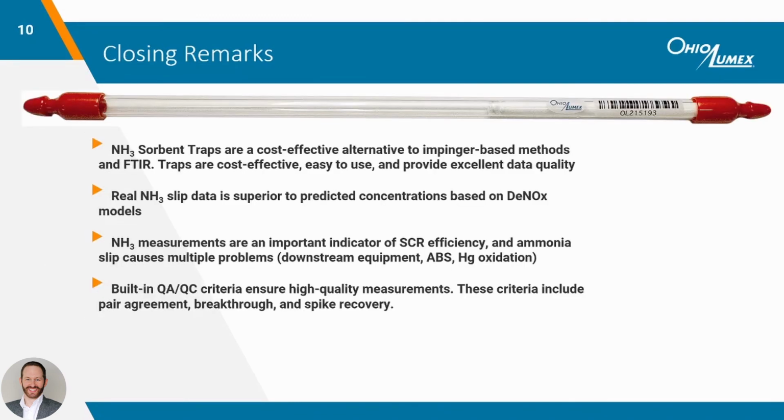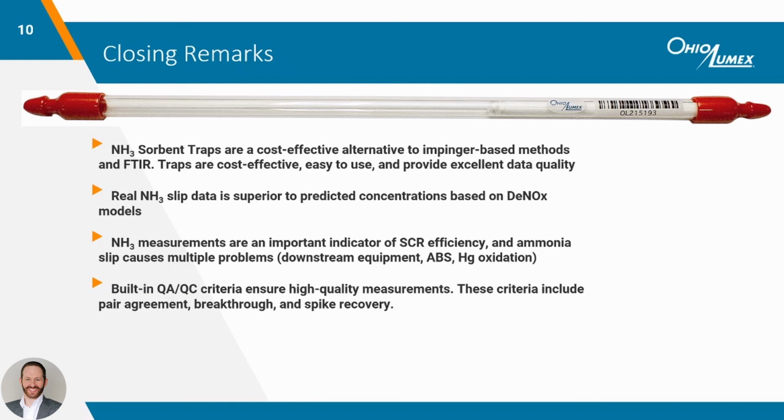Let's recap some of the essential points discussed in this video. First, the ammonia sorbent trap method provides an alternative to the impinger-based CTM-027 and FTIR. Sorbent traps are cost-effective, easy to use, and provide excellent data quality. Real ammonia slip data is superior to predicted concentrations based on DNOx models, and it is important to get real measurements of ammonia in order to understand SCR efficiency.